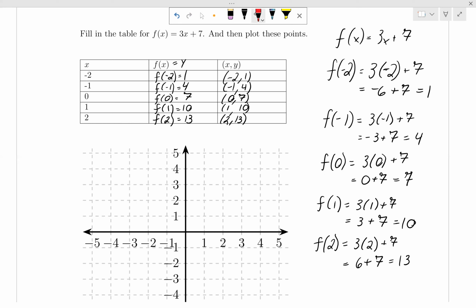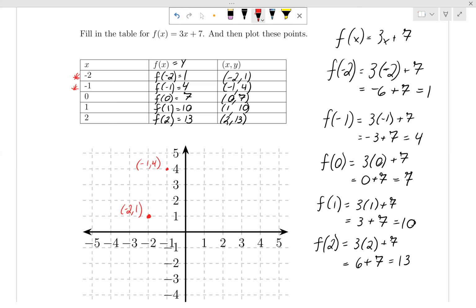All right, now when we plot these, we go to our x value, -2, 1 is right here. This is the point -2, 1, which was our first one right here. Our next one, we go to our x value, -1, and then go to our y value, which was 4. It's right here, -1, 4. And then the rest of these kind of go off my little chart. I don't have all the points here.